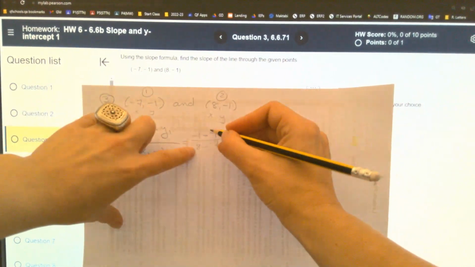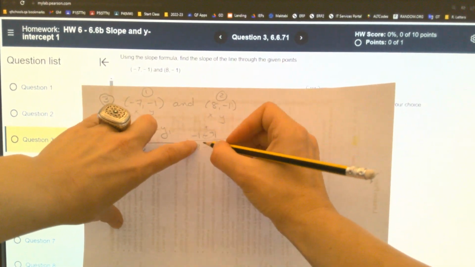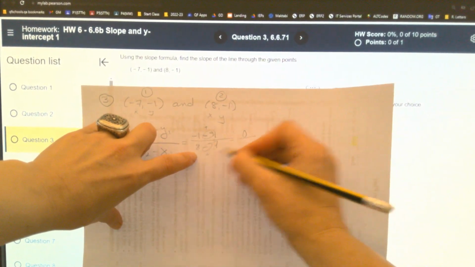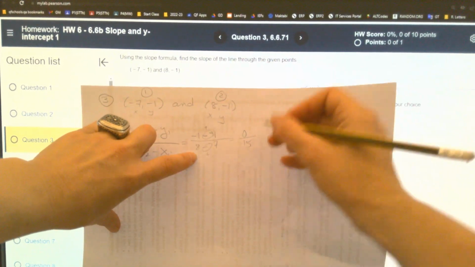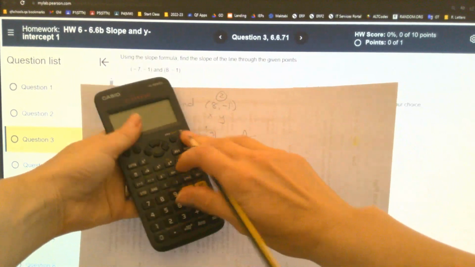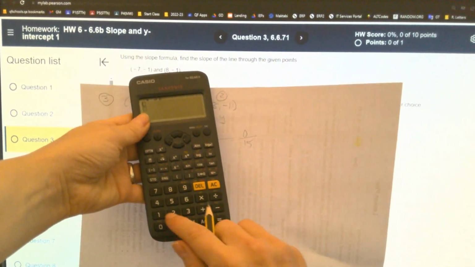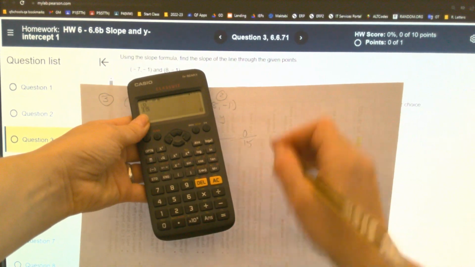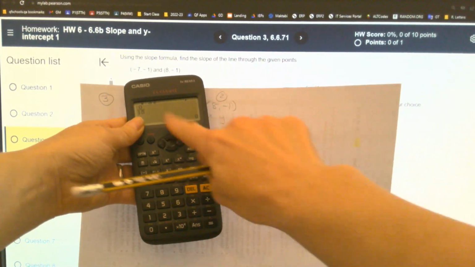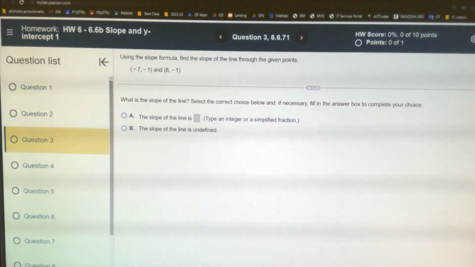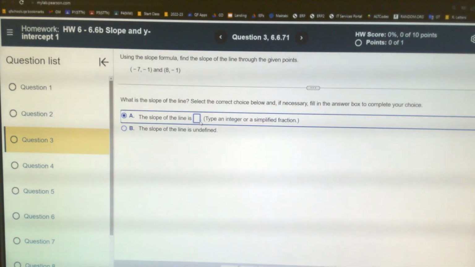So this becomes positive. I lose 1 and I gain 1. That's 0. That's positive, so that's 15. So if I have 0 over 15, let's look at my calculator, and what does that say? If I put 0 on the top, oops, 0 over 15, it says 0. So when my calculator says 0, the slope is going to be 0. No problem. Okay, so let's choose A and put the slope as 0.